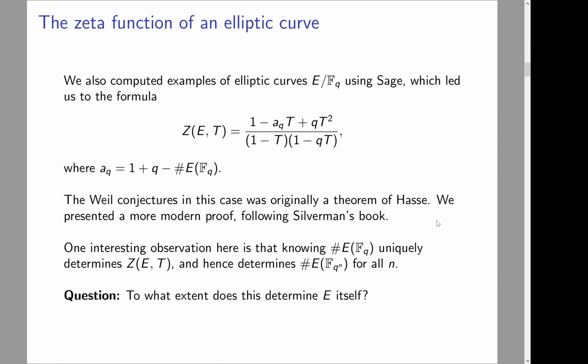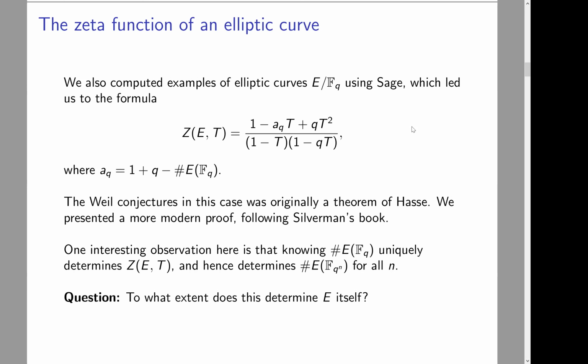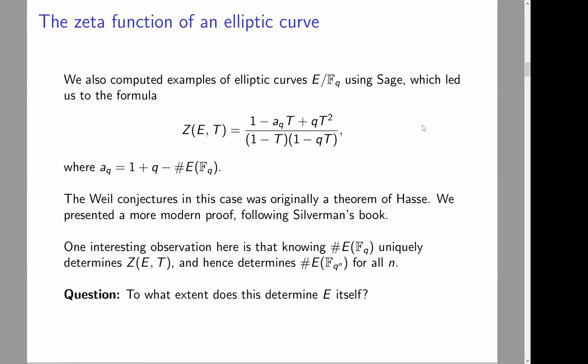And one question I'd like to give you all to ruminate on is, well, if I know all the point counts, to what extent do I just know the elliptic curve? Another question is, if 2 elliptic curves have the same zeta function, is there a relationship between those curves? Are they isomorphic? Is there a map between them? What do we have? So that's an interesting question to consider: 2 elliptic curves over a finite field with the same zeta function, what is the relation between them?